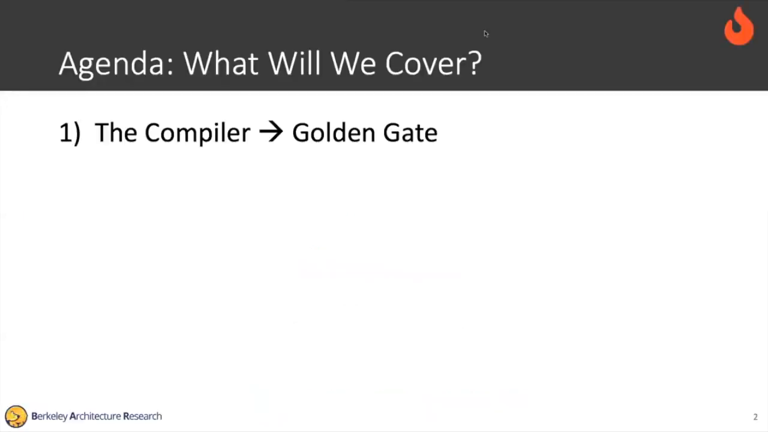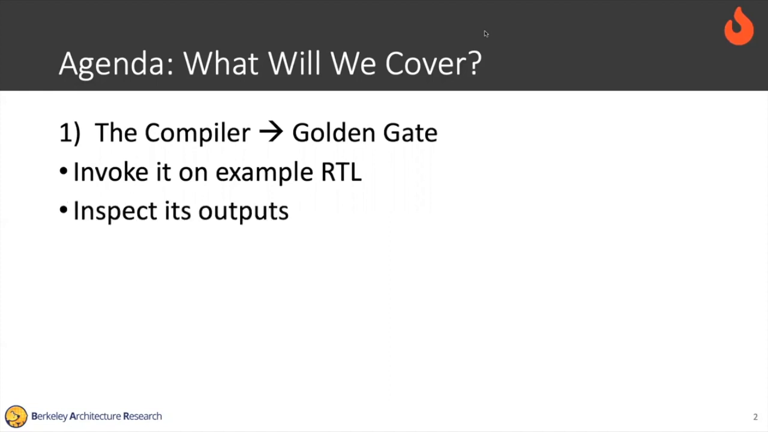So what will we cover? Here we're going to talk a little bit about the compiler itself. When we talk about FireSim ingesting FIRRTL and then emitting both a bitstream as well as a C++ driver, we're going to talk a little bit about how that's done. That's called Golden Gate. And we're going to actually invoke it on a sample example RTL design, and then look at the outputs.